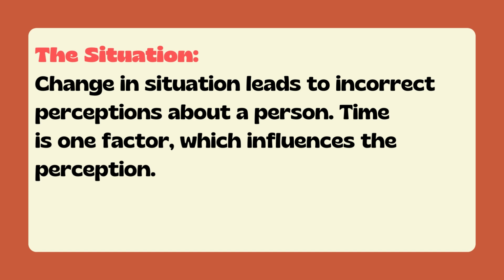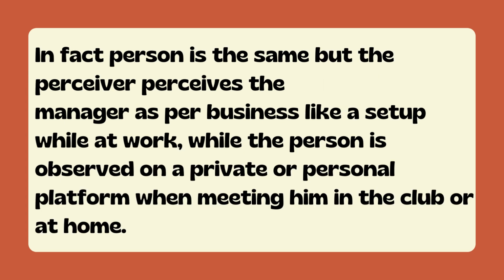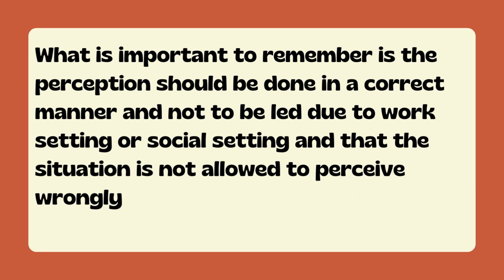Time is one factor which influences perception. You would have very frequently heard people say that their manager is different during working hours and the opposite in a social setting. In fact, the person is the same, but the perceiver perceives the manager as business-like while at work, while the person is observed on a private or personal platform when meeting him in the club or at home. Yet what is important to remember is that perception should be done in the correct manner and not be led by work setting or social setting, and the situation should not be allowed to distort perception.